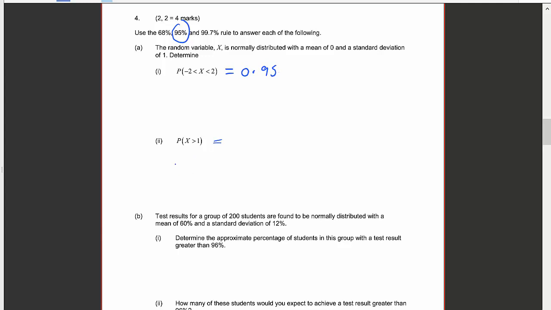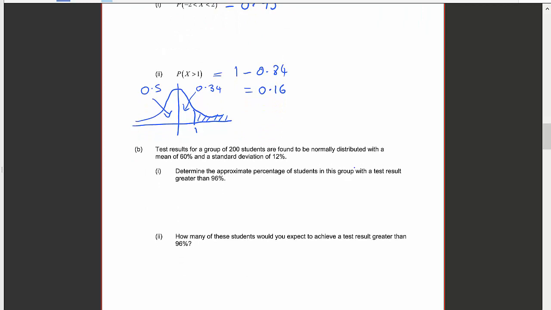Now with x greater than 1, we'll need to think a little more about that one. So 1 is here, and we're after it being up here. Now, because of the symmetry, this is 0.5, and this would be half of the within 1 standard deviation, so that's going to be 0.34. So this is going to be 1 take away 0.84, giving us 0.16.